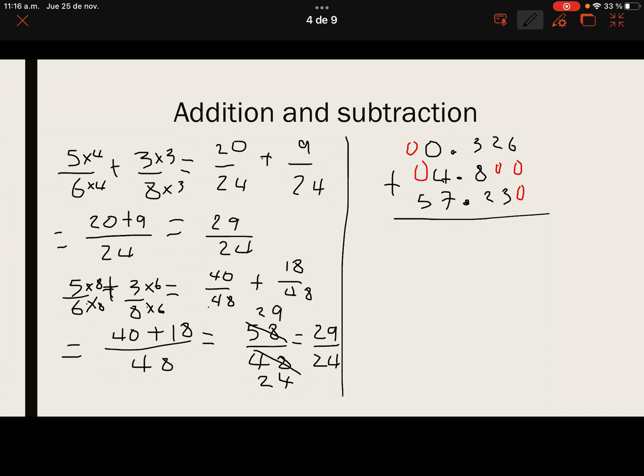6 plus 0 obviously is 6. 2 plus 0 is 2, plus 3 is 5. Next column, 3 plus 8 is 11, plus 2 is 13. 3 here and 1 here. 1 plus 4, 5, plus 7 is 12. 2 here and 1 here. 1 plus 0, 1, plus 0, 1, plus 5 is 6. And aligned the decimal point, then the final answer is 62 and 356 thousandths.